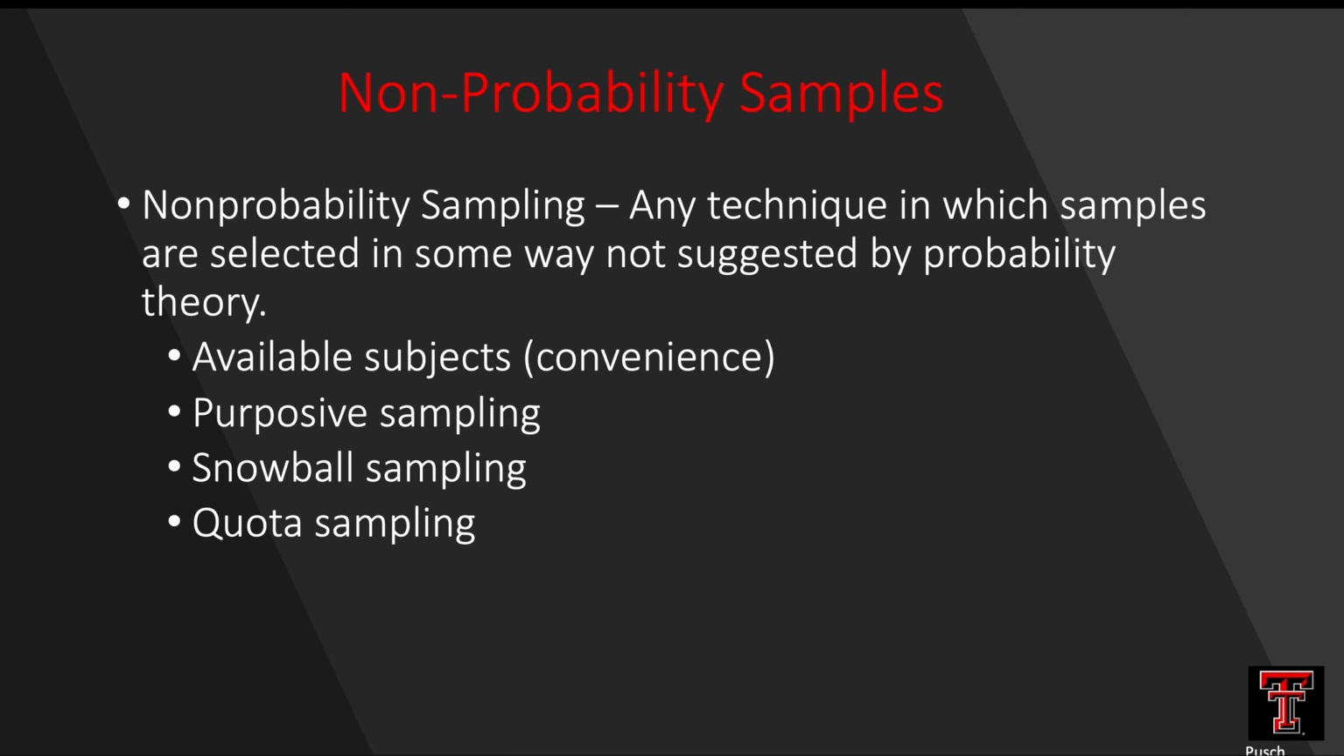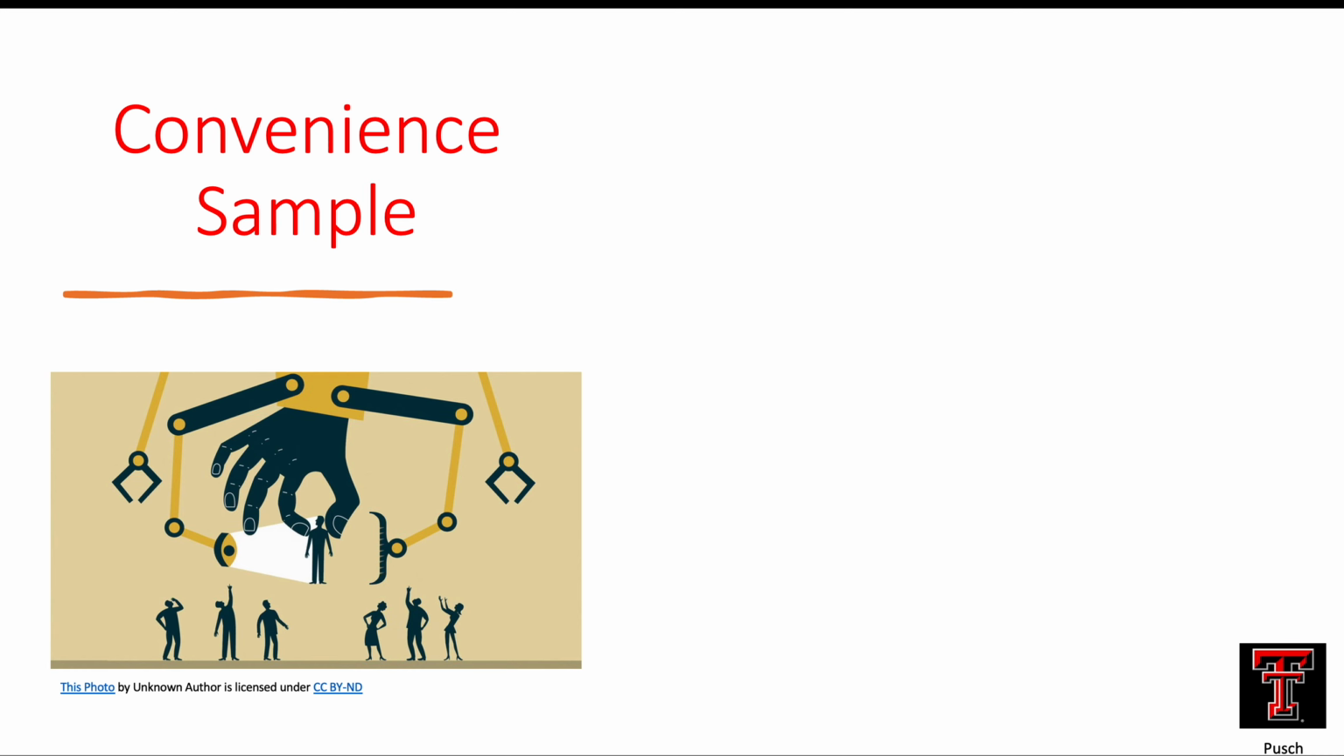Okay, so first we're going to talk about non-probability samples. This is any technique in which samples are selected in some way not suggested by probability theory. This is the more basic type of sampling. You're going to be using this type of sampling if you choose to, for your projects. There's times when you should use it, times when you should not use it. So we will talk a little bit about this today.